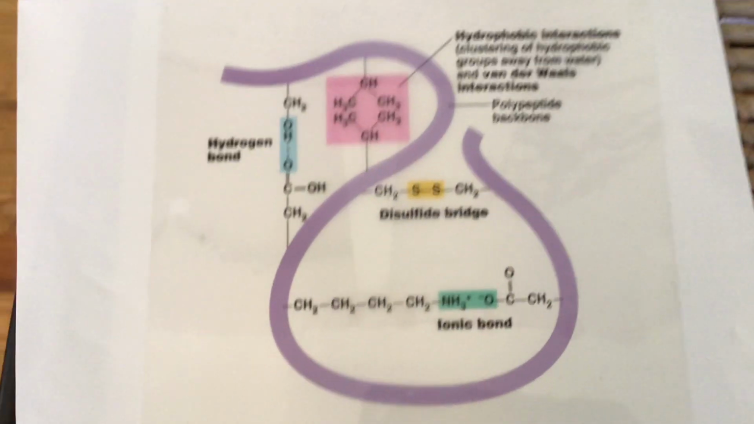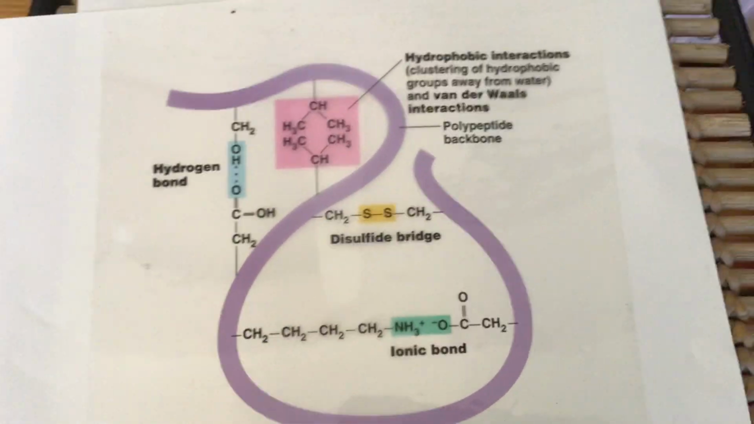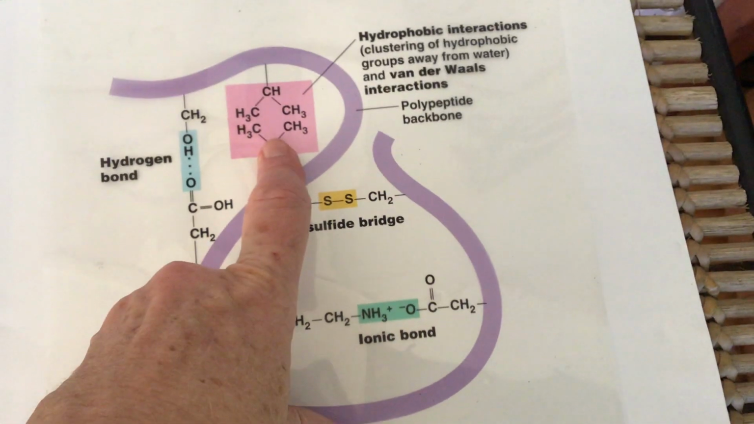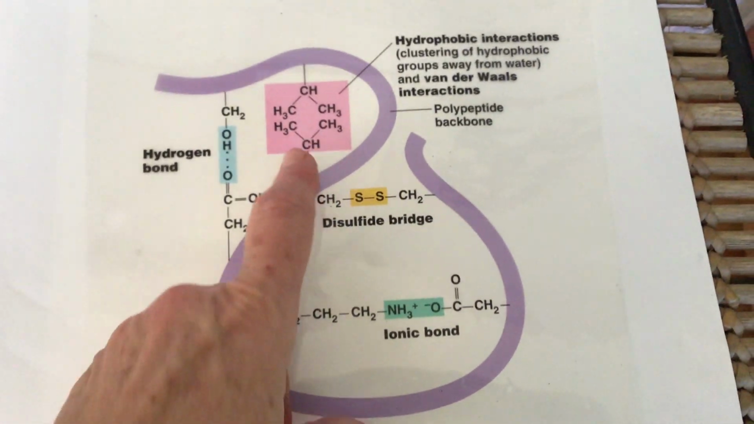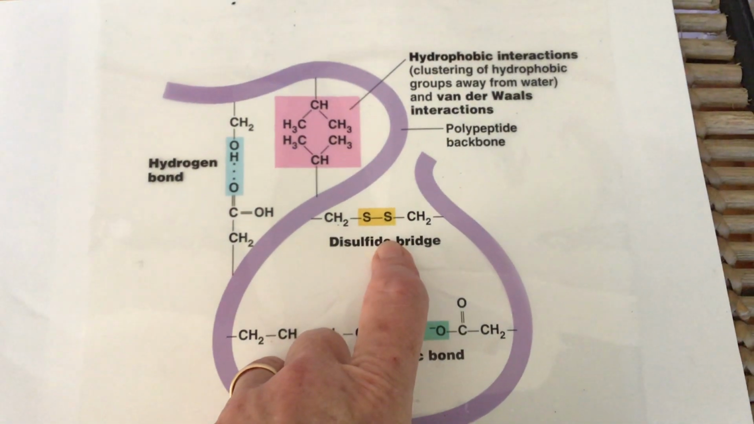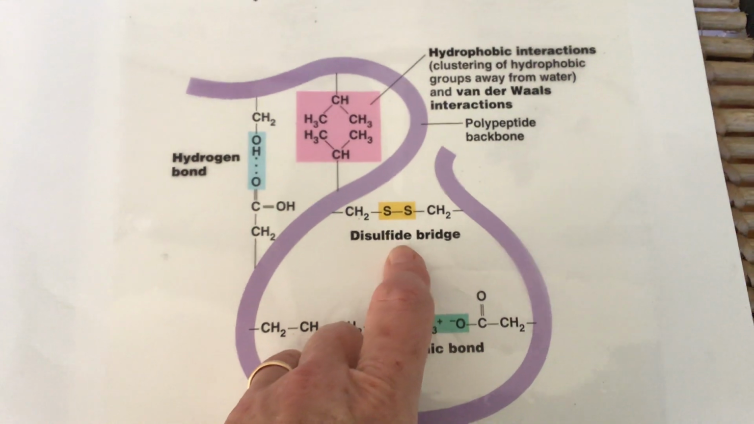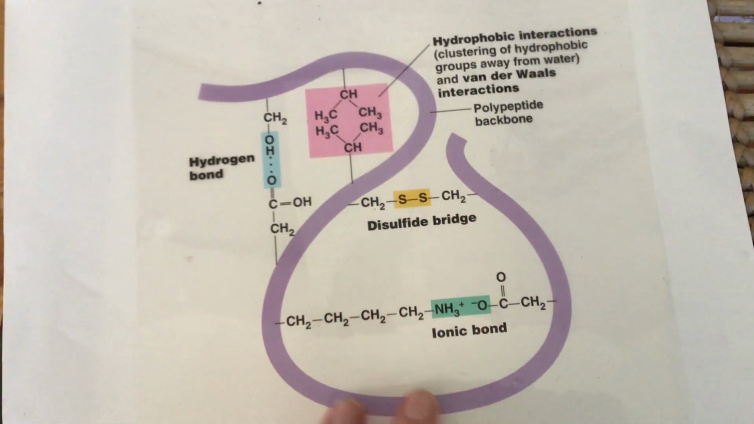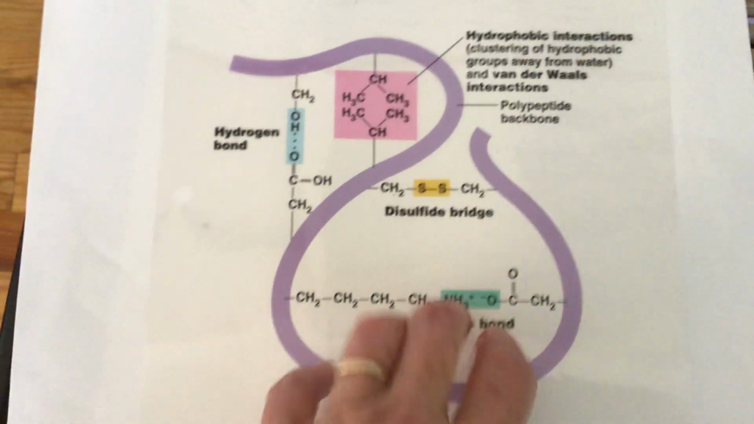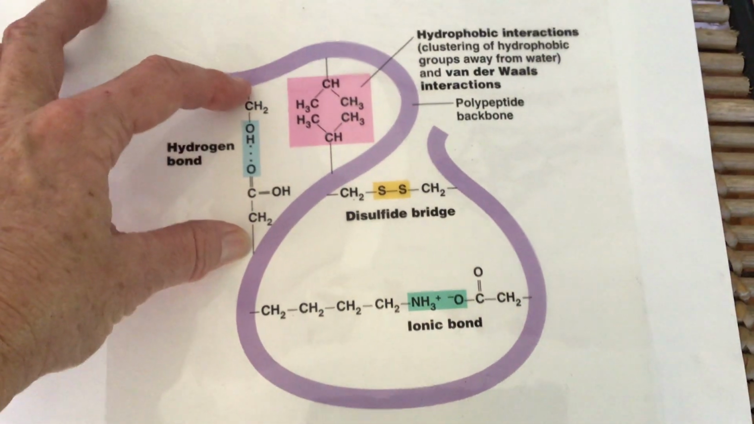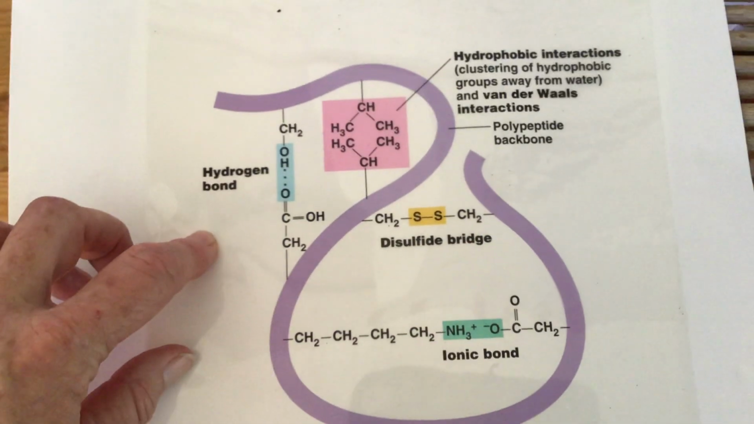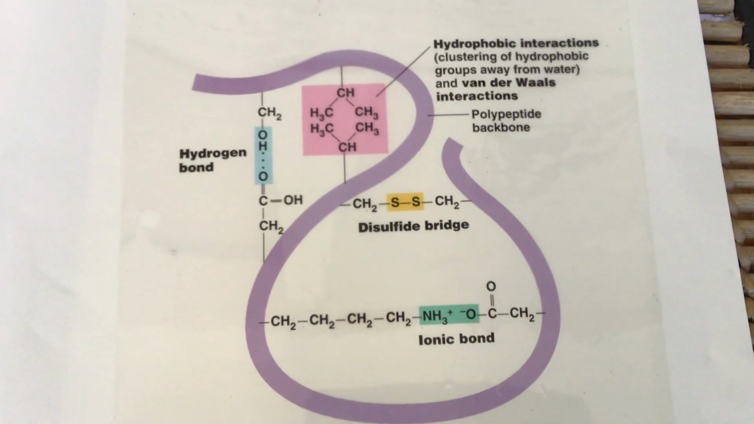Now this is showing you the types of interactions that can occur in the different parts of the chains based on the R group. You could have things that are pushing away from each other because they are nonpolar. You can have disulfide bridges because some proteins contain sulfur. You can have ionic bonds, or you can have polar interactions forming hydrogen bonds. So those are the types of interactions.